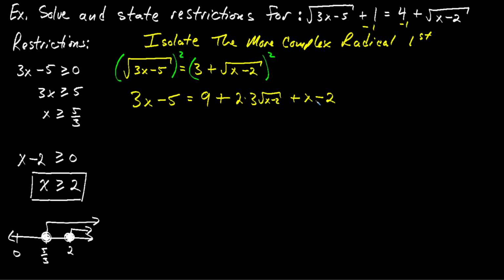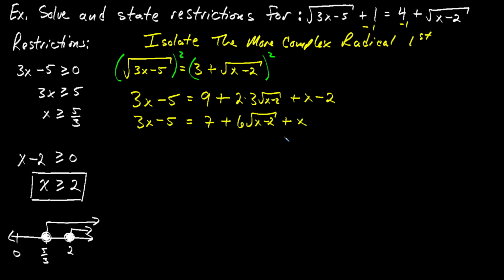Okay, so we have some simplifying to do. 3x minus 5 I'm going to leave alone. 9 minus 2 is 7. 2 times 3 root x minus 2 is going to be plus 6 root x minus 2. And then I've got a plus x here that I haven't touched yet. Okay, so now I'm going to do the exact same thing I did before. I'm going to isolate my radical.